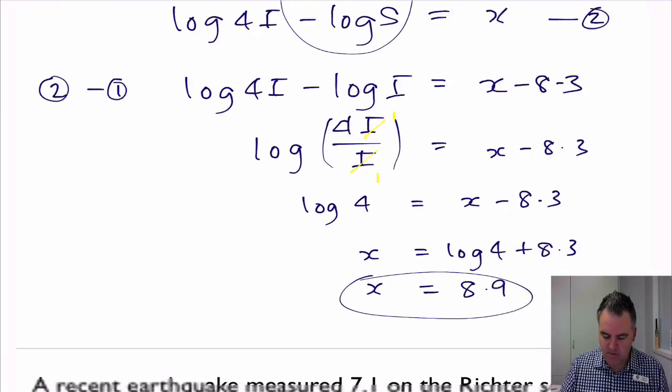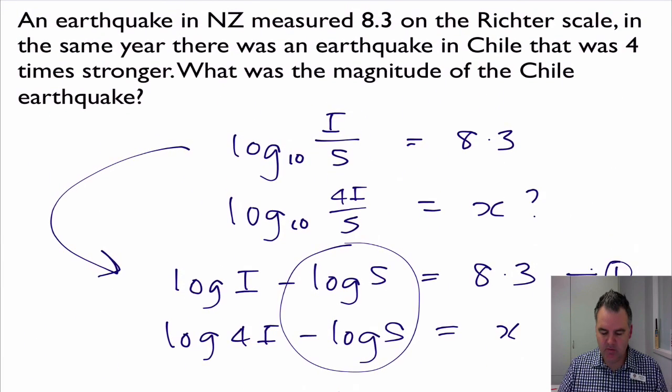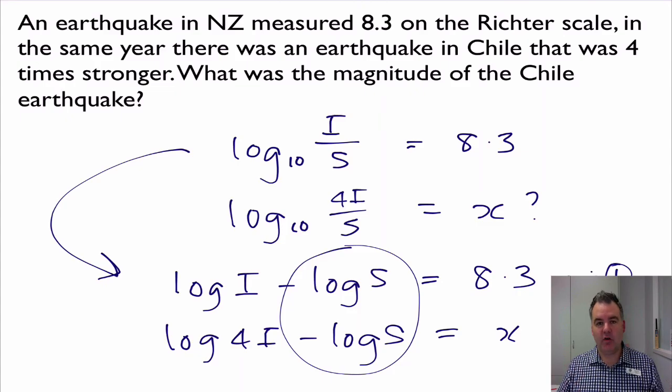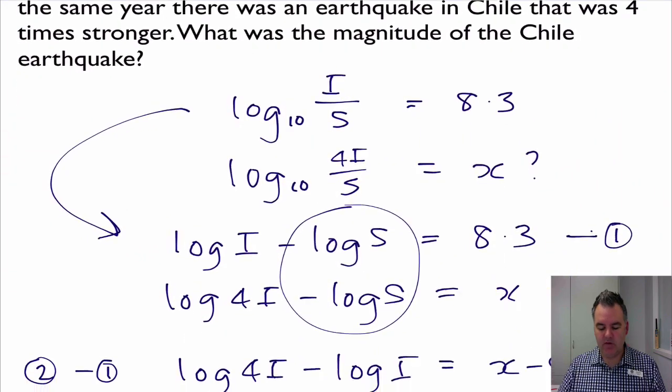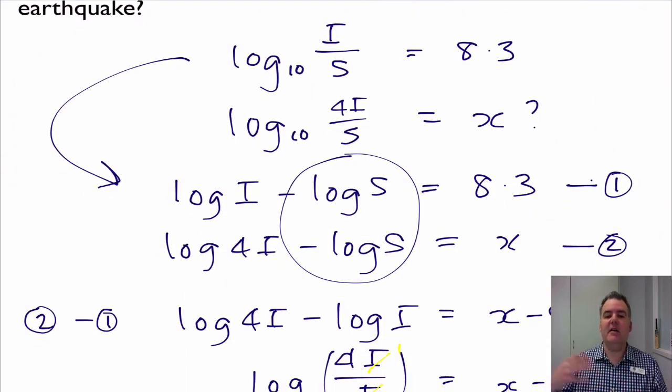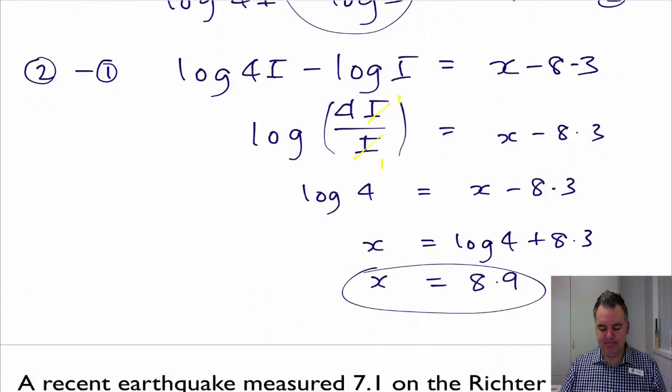Okay, so the magnitude of this Chile earthquake that was 4 times as intense as an 8.3 quake was 8.9 on the Richter scale. So you can see you've only moved up a little bit, but the intensity of the earthquake is massively, 4 times greater.